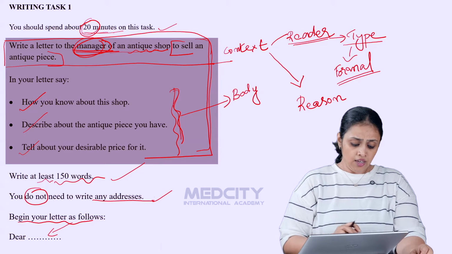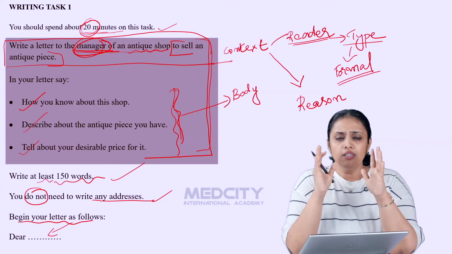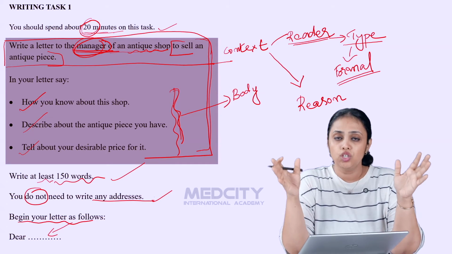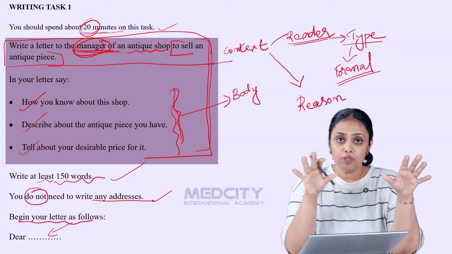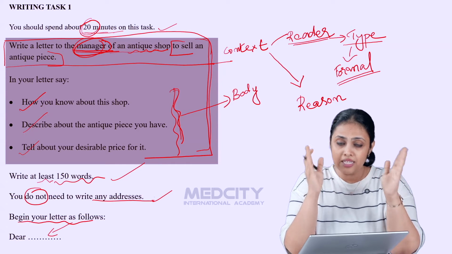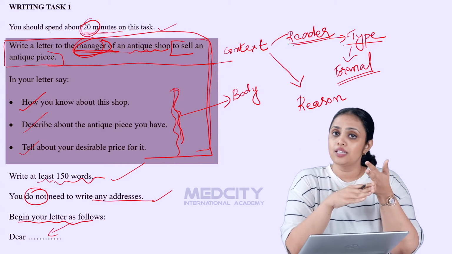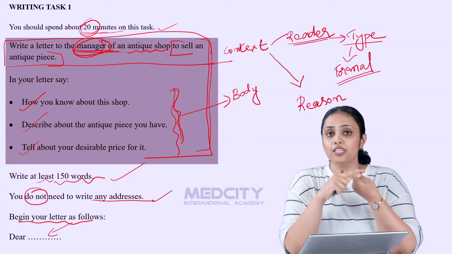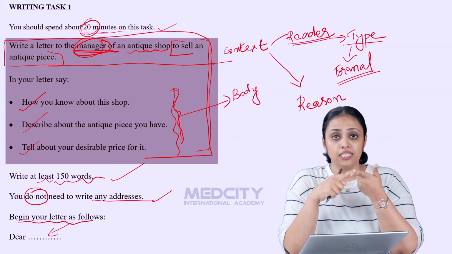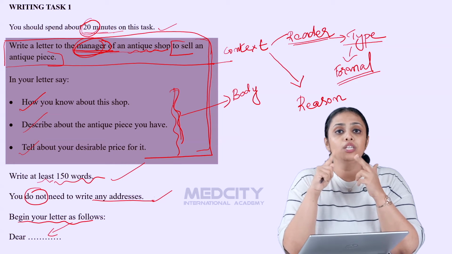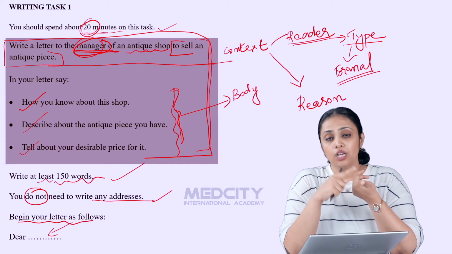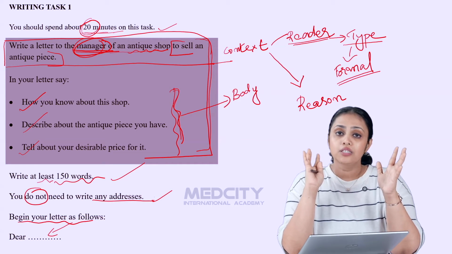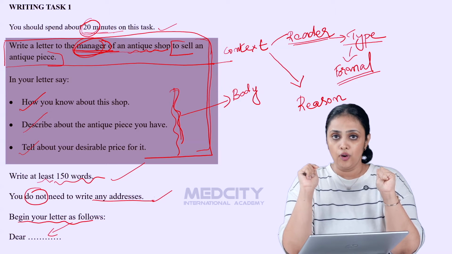Now whatever the letter type is, you need to follow a certain structure. You have a structure for your letter. I hope the question is clear. What is the basic intention of the letter and what are the things to be included in the letter are clear, I hope. We have to write a letter to the manager of an antique shop because you need to sell an antique piece that you have, and in the letter you need to include how you came to know about this shop, and you have to describe your product, and then you have to include the desirable price that you look for this product. Okay.